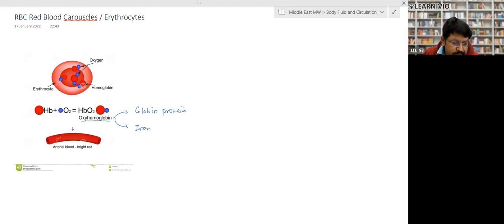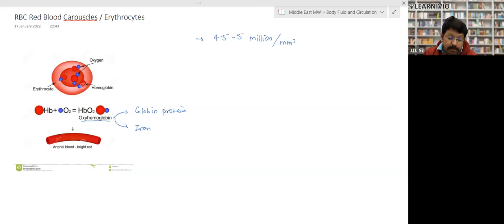So please start noting down. A normal man or woman has 4.5 to 5 million RBC per mm cubed.